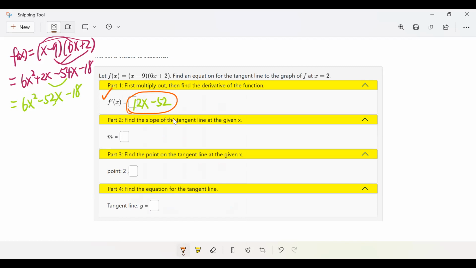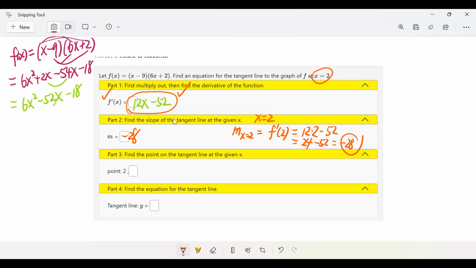Then the slope of the tangent line comes from the derivative. So if they tell us x equal to 2, right? Yeah, x equal to 2. That means the slope of the tangent line at x equal to 2 is equal to f prime of 2. So using the derivative here, replacing x with a 2, we get 12 times 2 minus 52. This is 24 minus 52. That turned out to be minus 28. The slope of the tangent line is minus 28.